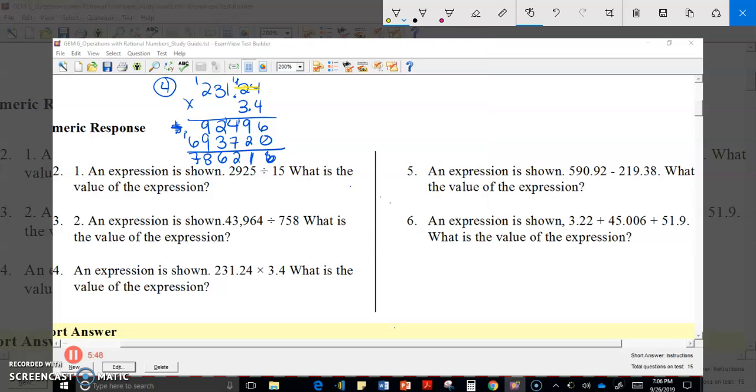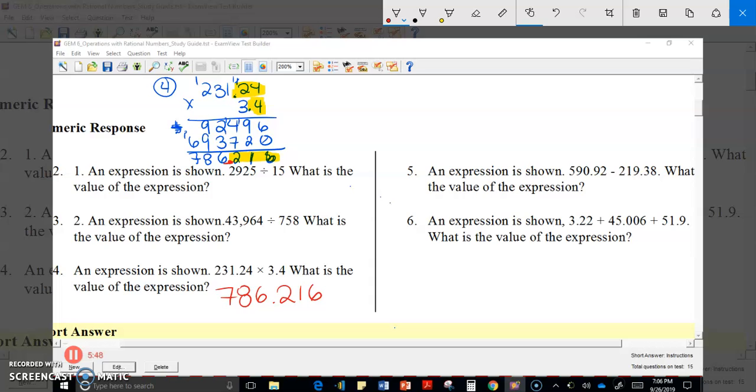Here I have 2 decimal places. Here I have 1. So I want a total of 3. So I'm going to make sure that my decimal goes between the 6 and the 2. So my product is 786.216.